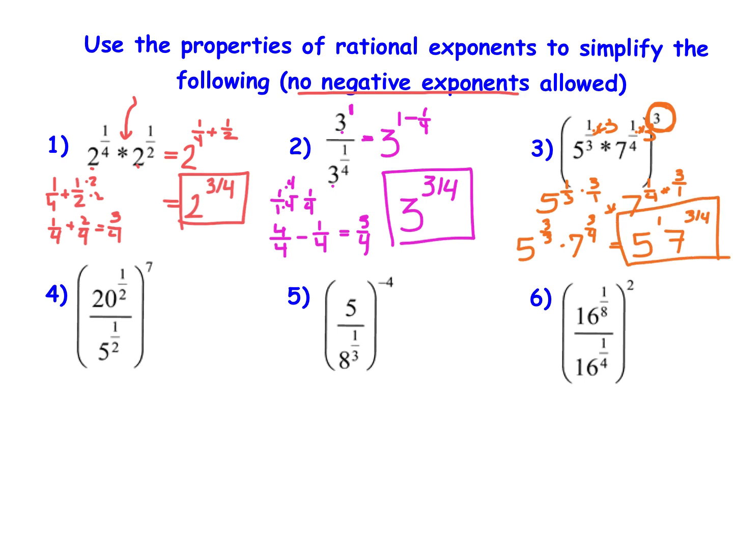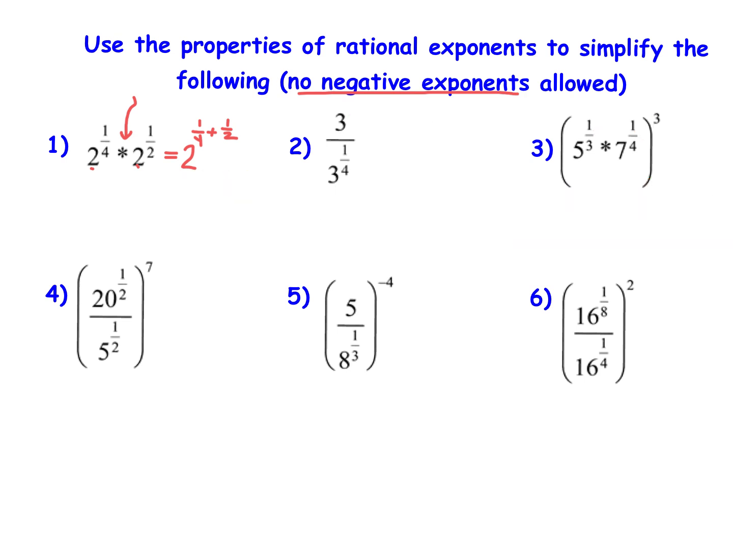Now, as tempting as it might be to combine these together further, you can't because they do not have a common base. 5 is one base, 7 is another base. They are not common. They are not the same. So as a result, we cannot combine these further. Now, if I asked you to multiply, you could figure out what 5 was and what 7 to the power of 3/4 was and multiply those together. But in this case, I'm just simplifying it, so I don't actually need to multiply out to find those decimal values in this situation. Okay, moving on.